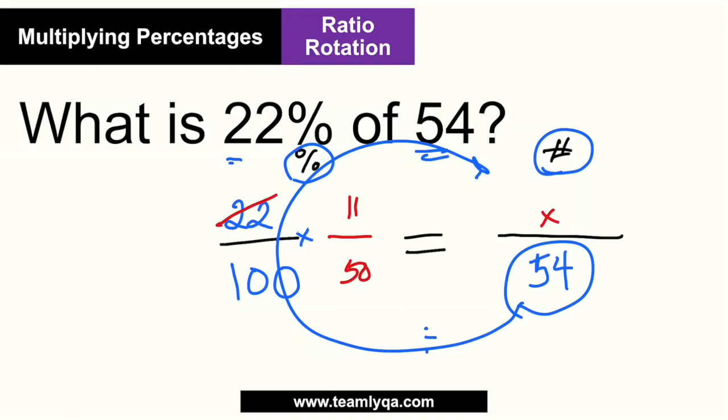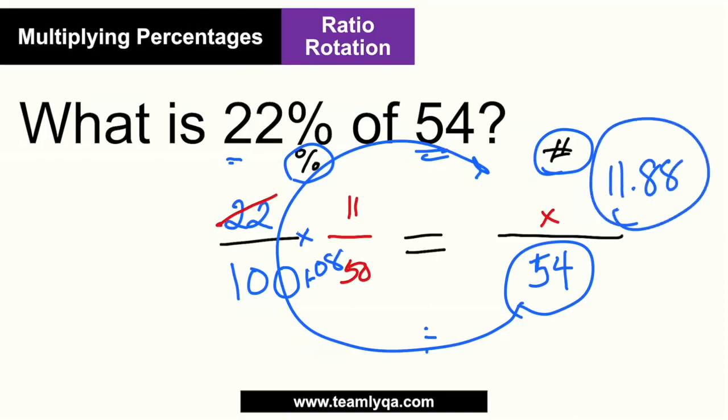So, 54 divided by 50 is actually going to give you 1.08, and then yung 1.08 naman ay i-multiply natin ngayon sa 11, and that would give us 11.88. Now, again, if you remember, yung 11.88 is still the same answer na nakuha natin since kanina. So, yun yung idea ng ratio rotation.